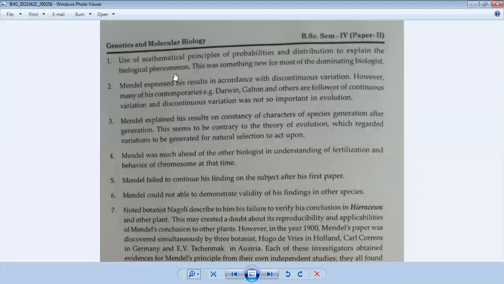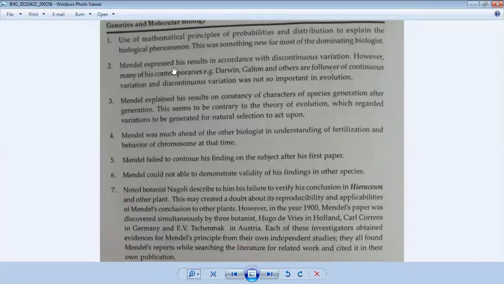ठीक है, लेकिन कर सकते हैं, हम लोग स्टैटिस्टिक यूज करते हैं, बायोस्टैटिस्टिक एक नई ब्रांच आ चुकी है हमारे लाइफ साइंस में। ठीक है, यूज ऑफ मैथमेटिकल, लेकिन उस समय 1866 के समय वहां पे उन्हें ये कन्विंसिंग नहीं लग रहा था कि मैथमेटिकल प्रिंसिपल्स का यूज किया जा रहा है बायोलॉजिकल फिनोमेना के लिए। दिस वॉज समथिंग न्यू फॉर मोस्ट ऑफ द डोमिनेटिंग बायोलॉजिस्ट। ठीक है, मतलब जो बहुत ही फेमस बायोलॉजिस्ट थे उस समय, तो उन्हें ये कुछ बात ठीक नहीं लग रही थी। मेंडल एक्सप्रेस हिज रिजल्ट इन अकॉर्डेंस विद द डिसकंटिन्यूअस वेरिएशंस। मतलब मेंडल ने जो एक्सपेरिमेंट परफॉर्म किया था वो अलग अलग वेरिएशंस, अलग अलग कैरेक्टरिस्टिक्स लेके परफॉर्म किया था। However, many of his contemporaries, for example Darwin, Galton, and others are followers of the continuous variations, and discontinuous variation was not so important in evolution.